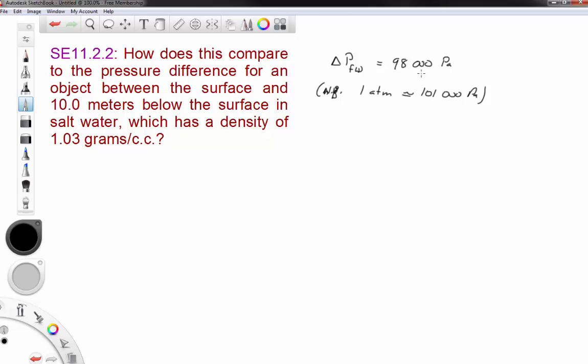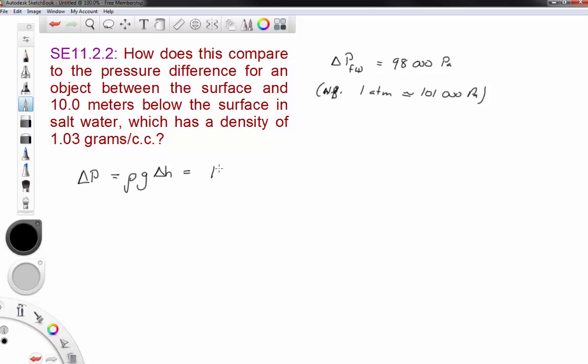We got 98,000 pascals by going down 10 meters, so rough rule of thumb, for every 10 meters depth you gain in freshwater, you're adding about 1 atmosphere of pressure. So let's see how it is for saltwater. And in fact, saltwater is going to be even closer to this rule of thumb, because the change in pressure, again, is density times free fall acceleration times the change in depth.